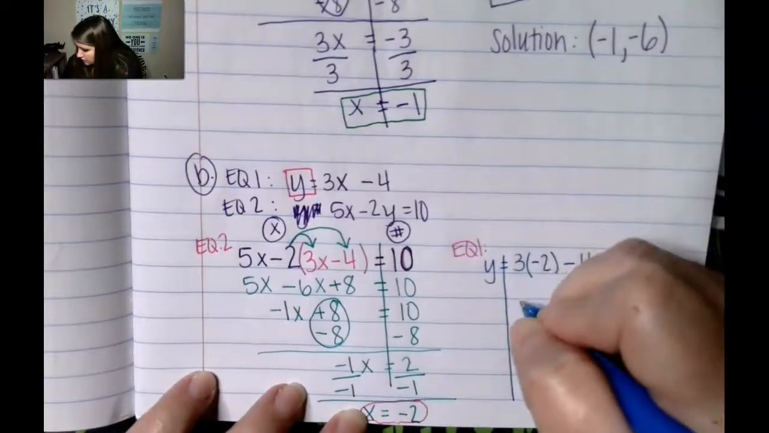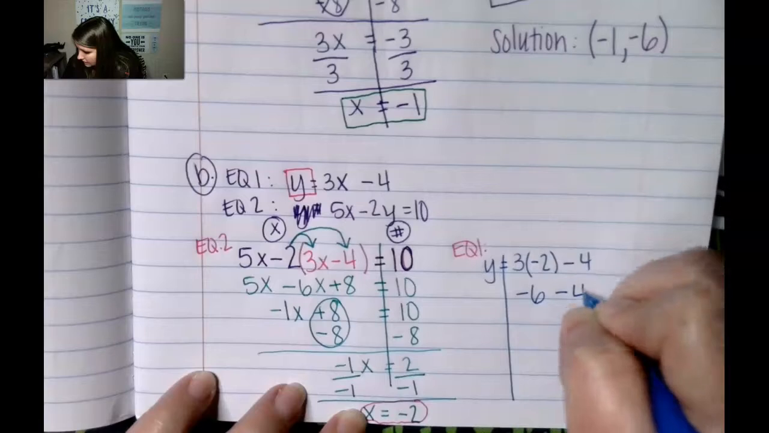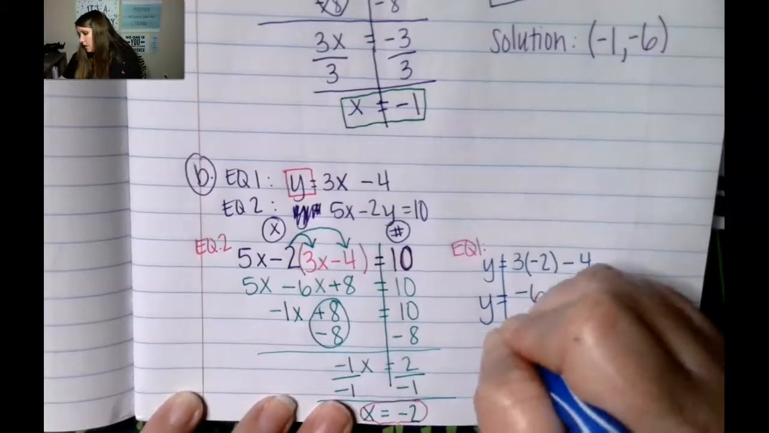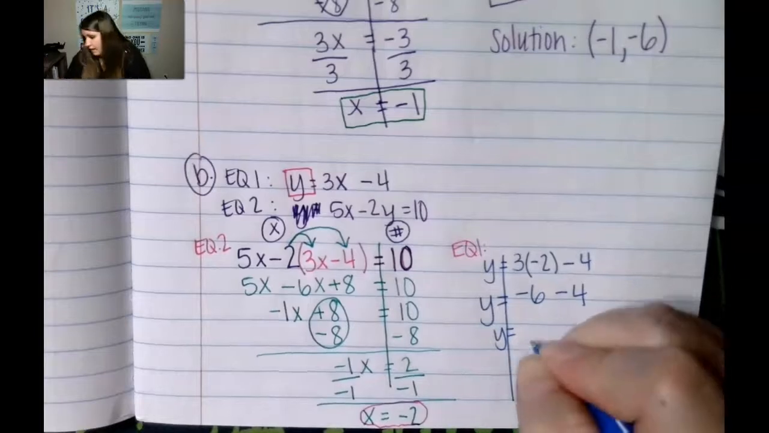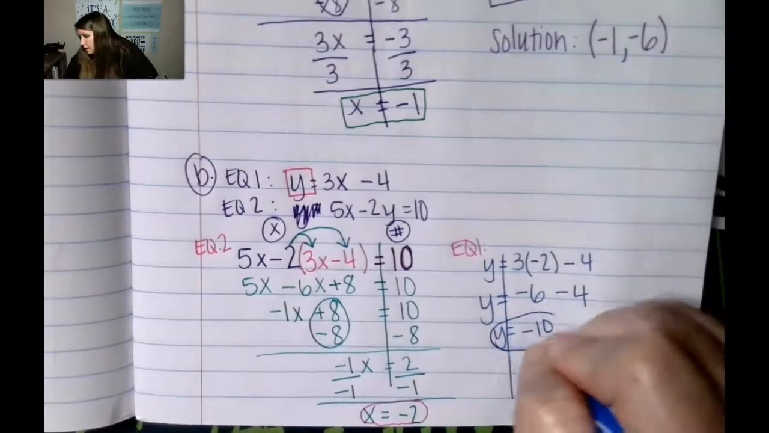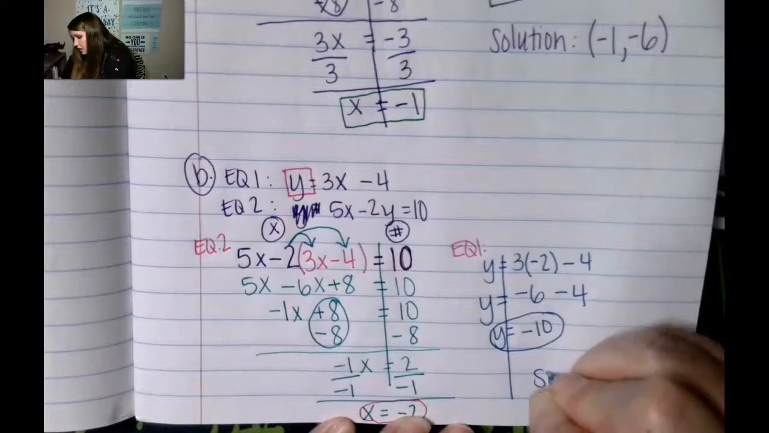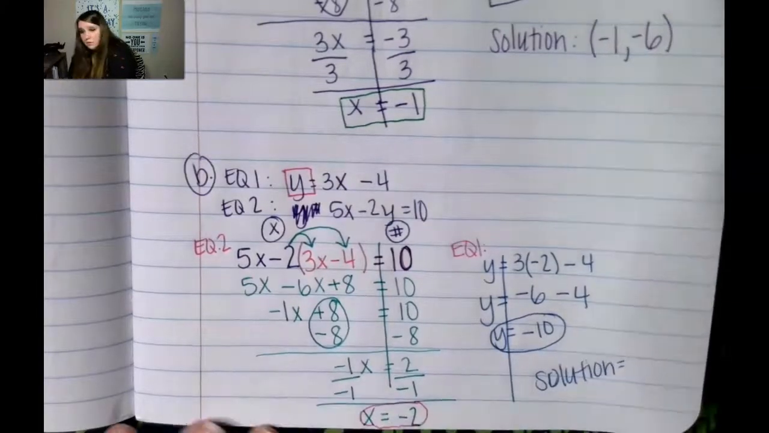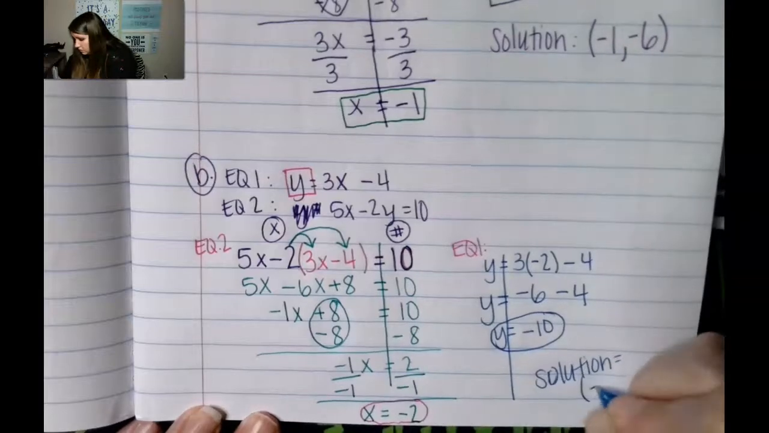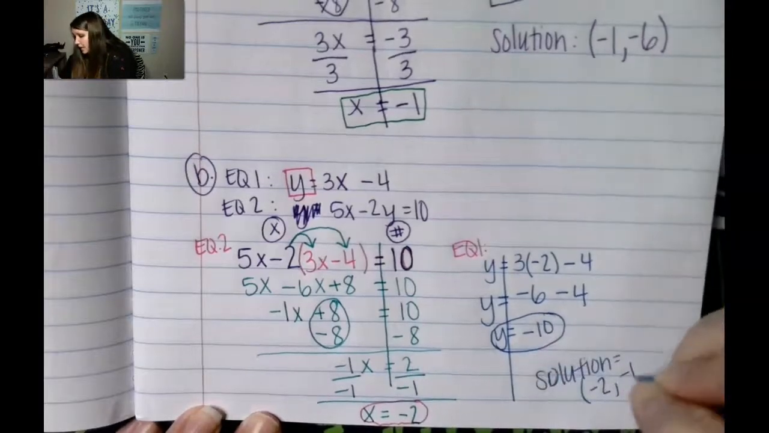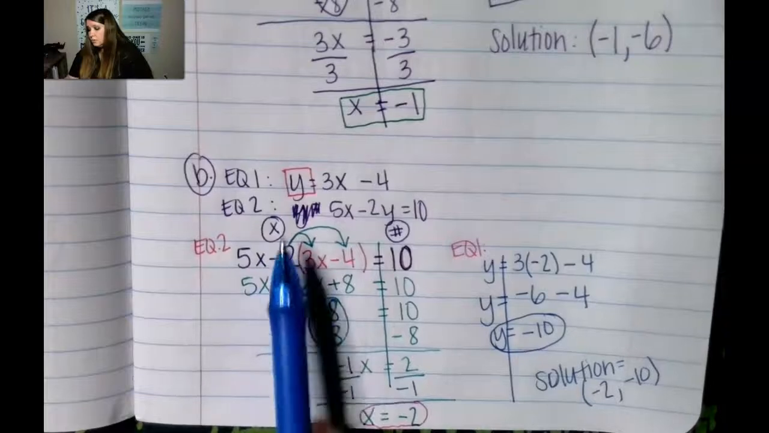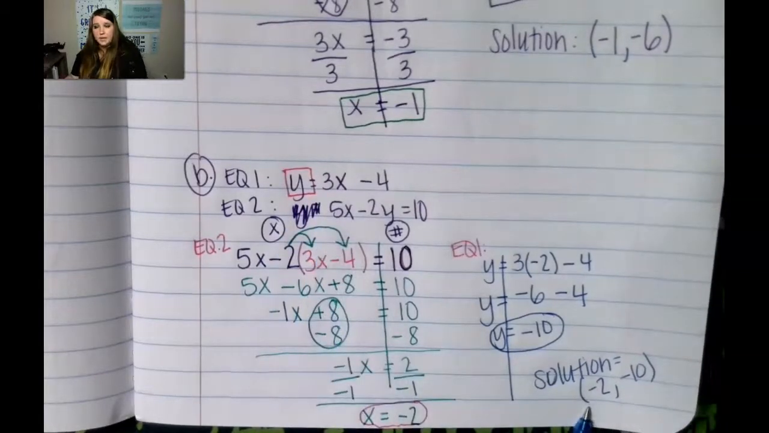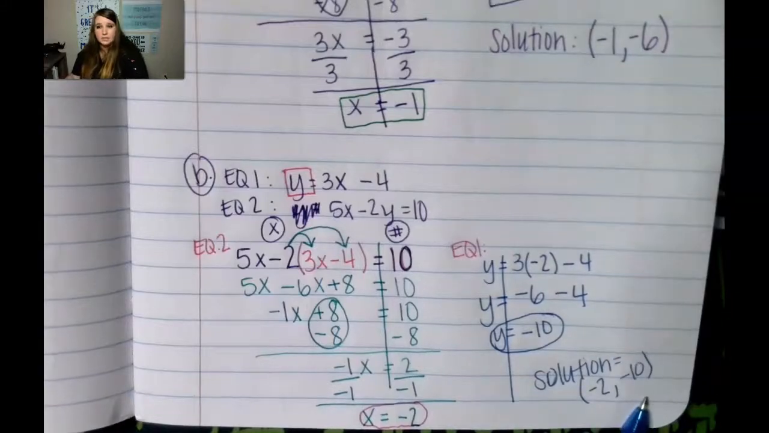So 3 times negative 2 is negative 6 minus 4. If I have negative 6 and I remove 4 more, I now have negative 10. So my solution to this equation is x is negative 2, y is negative 10. So these two equations graphed on a graph would meet at point negative 2, negative 10.